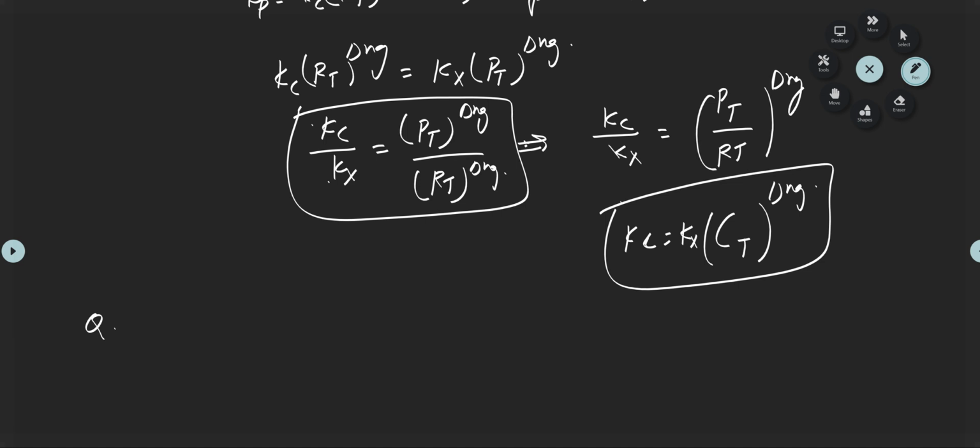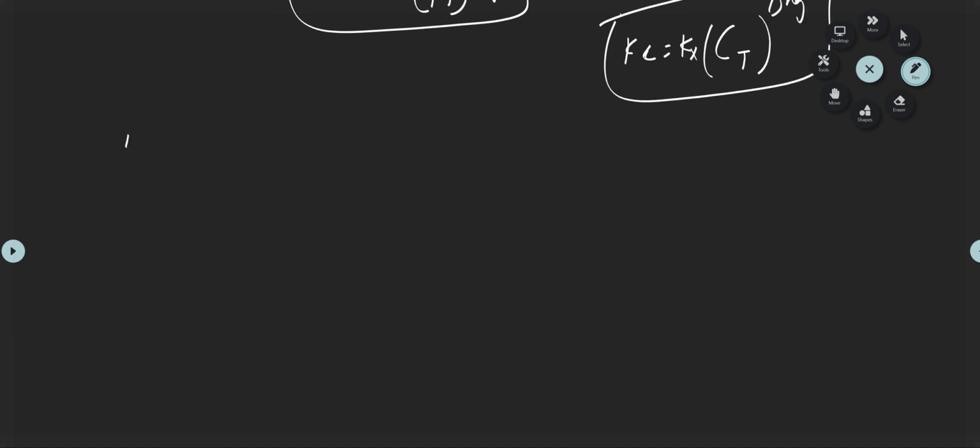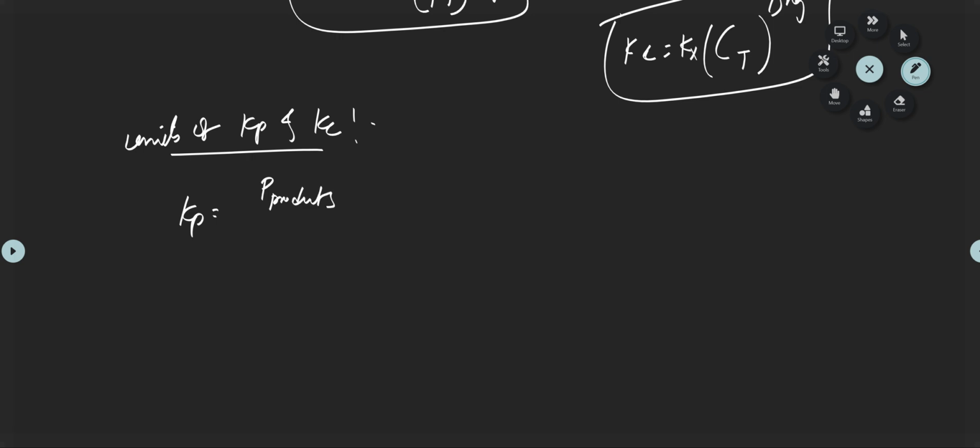Next question: units of Kp and Kc. So Kp is equal to, what is the formula? Partial pressure of products by partial pressure of reactants. What is the pressure unit? Atmosphere. This one is also atmosphere. If the number of products is more, you will get atmosphere square.